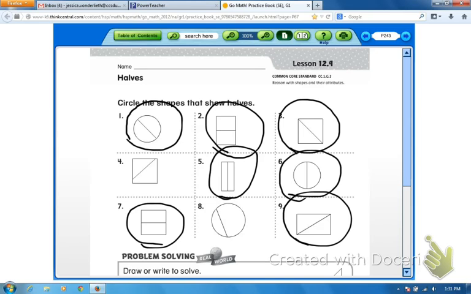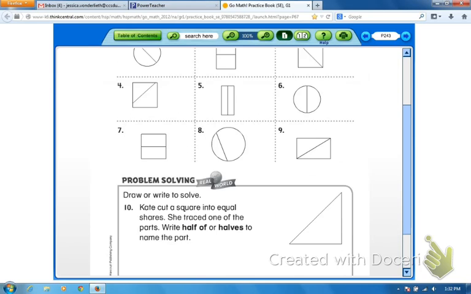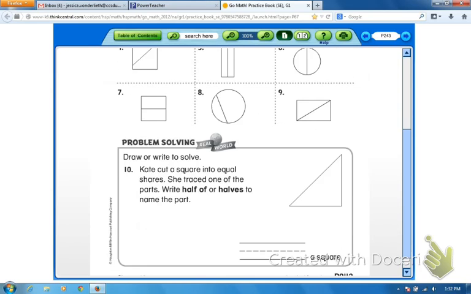On the bottom of the homework, the problem solving, it says Kate cut a square into equal shares. She traces one of the parts. Write half of or halves to name the part. And we would say that's half of a square.